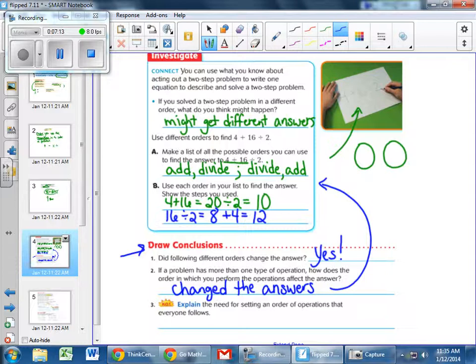So explain the need for setting an order of operations that everyone follows. Why would it be important that we have an order of operations that everybody follows and not just one person's going to do it this way and the other person's going to do it the other way? Well, the obvious thing is that we need something that tells us what to do first so that everyone will follow the same procedures in order to get the same answer. Okay? So we need a set of directions of what to do in what order.